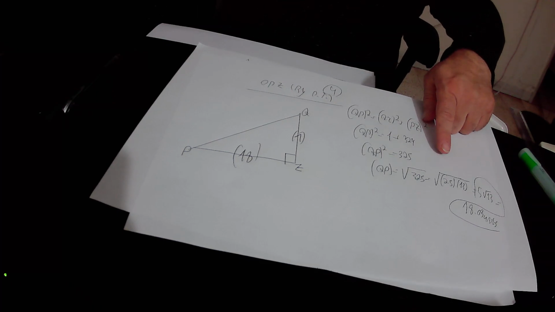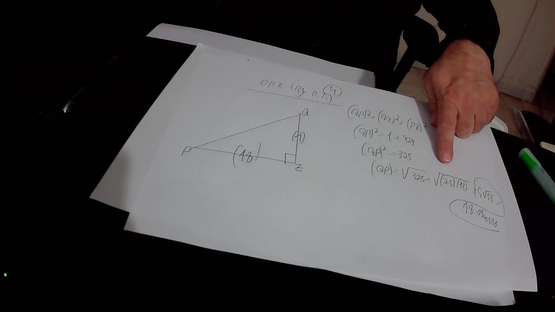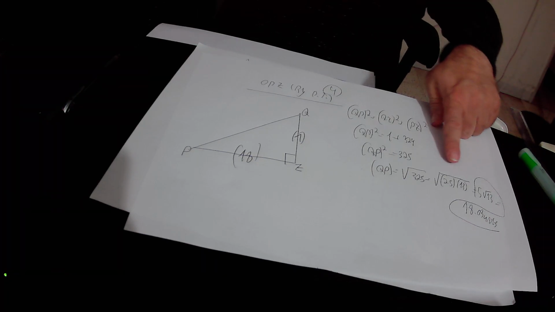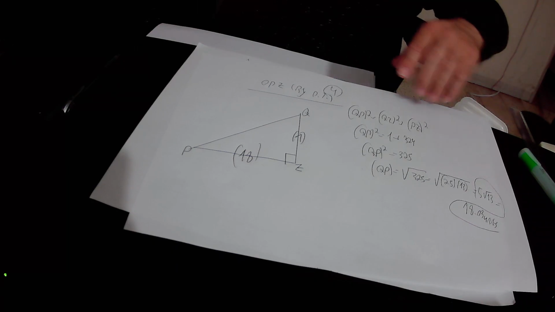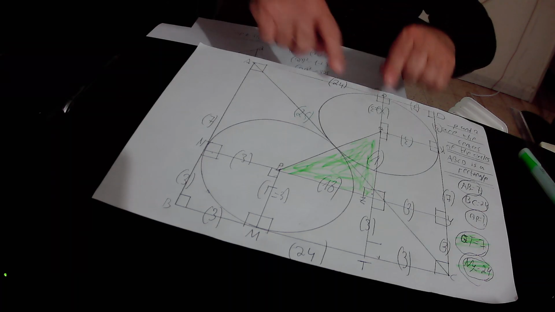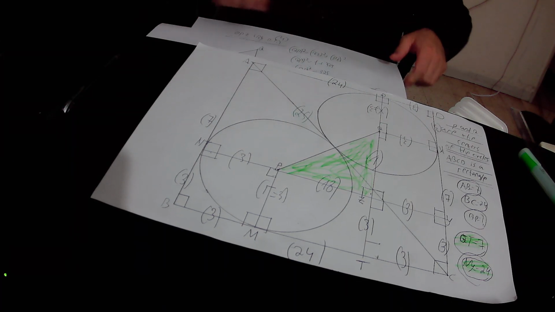But 325 is 25 times 13. We can take 25 out of the root. The square root of 25 is 5. So in total, this expression equals 5 times square root of 13 units, or in terms of numbers, the distance between the centers of those two circles, QP, equals 18.03 units. Okay, thank you very much.